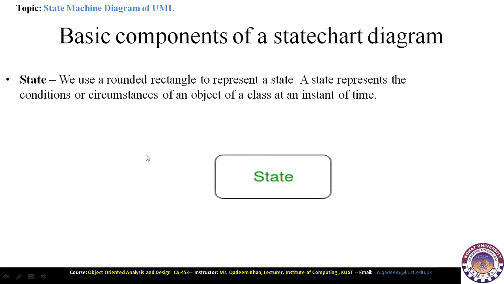Next one is simple states. In the state diagram, we use a rectangle to show a state. A state represents the condition or circumstances of the objects of a class at an instance of time. So a state shows the particular condition or circumstances in which a particular event arises, or when the event occurs, this state is executing, which provides a certain behavior.